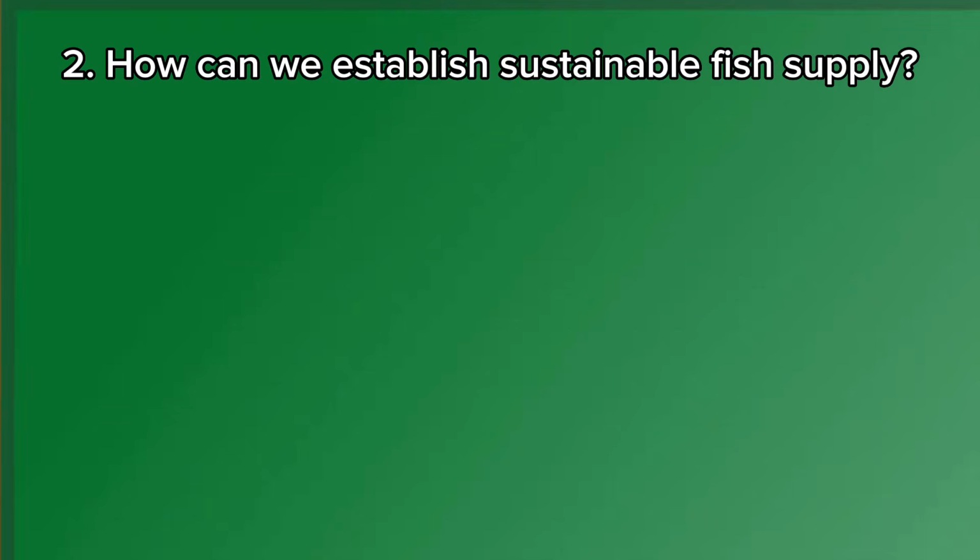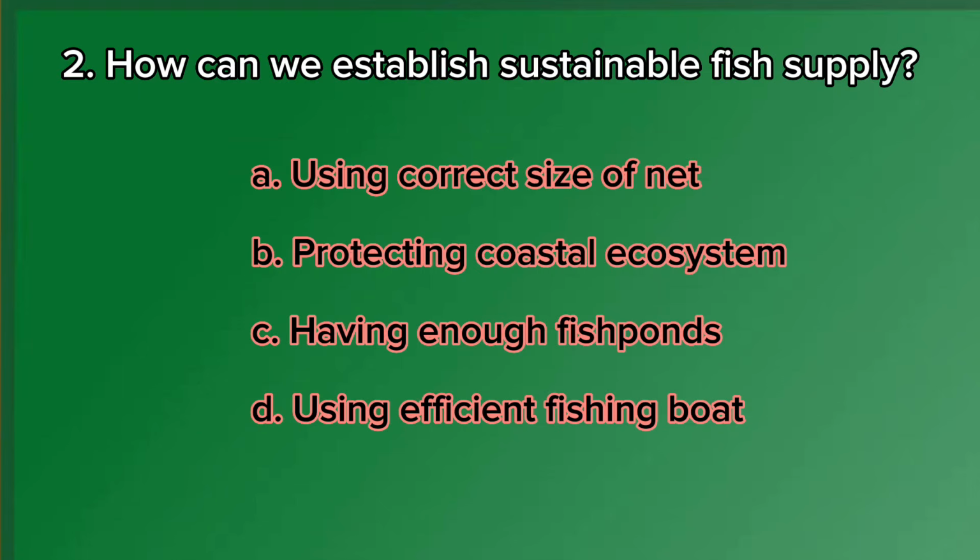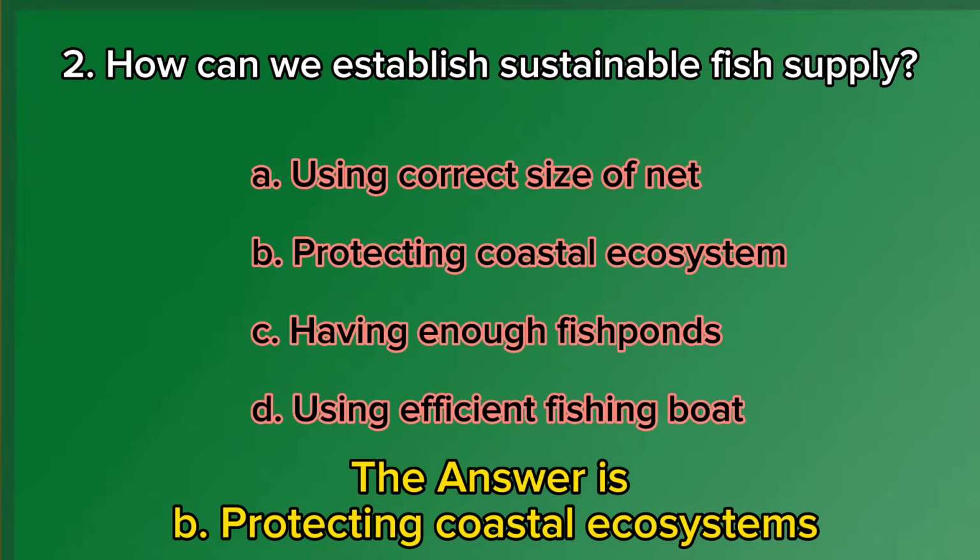2. How can we establish sustainable fish supply? A. Using correct size of net. B. Protecting coastal ecosystem. C. Having enough fish ponds. D. Using efficient fishing boat. The answer is B. Protecting coastal ecosystems.